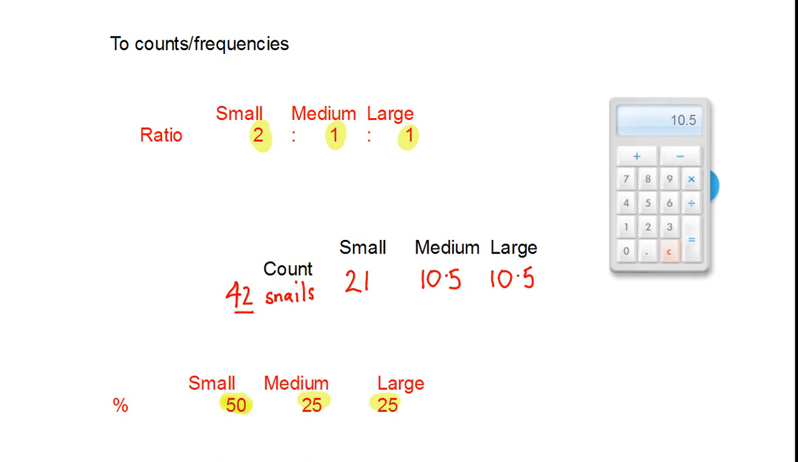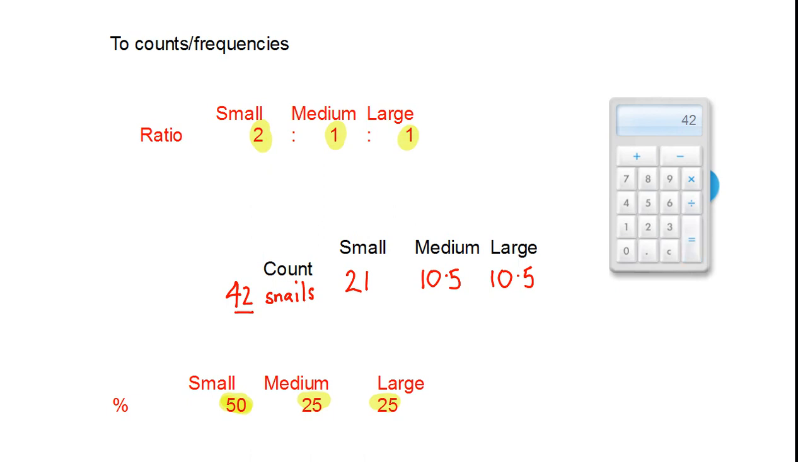As a check on our calculations, if we add those three numbers together, 21 plus 10.5 plus 10.5, we've got 42 snails, the total number of snails we should be seeing.